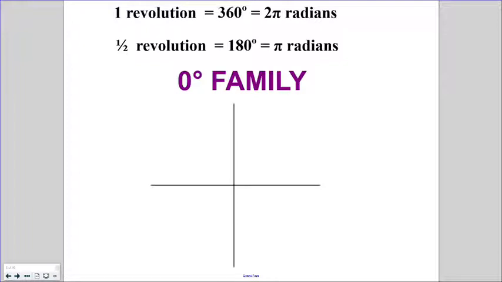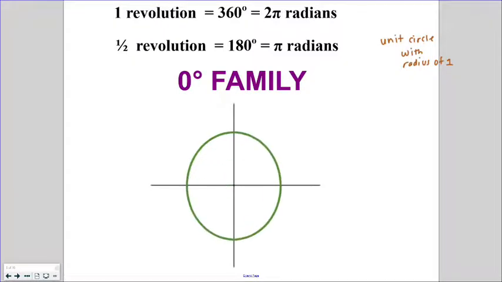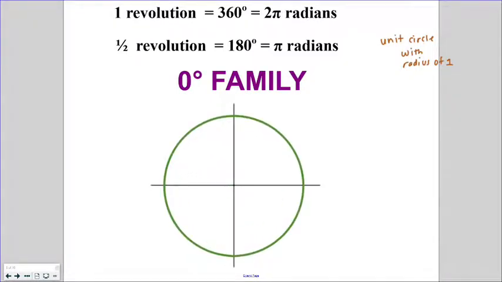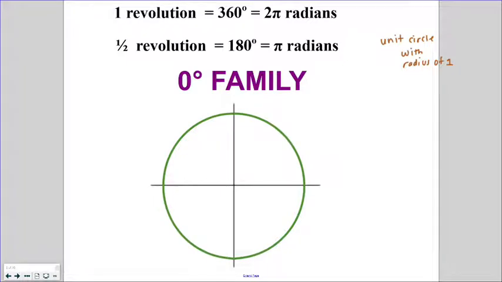So the first angle we're going to look at is the 0-degree angle family. Now remember that the unit circle is a circle with a radius of 1. So every time I mark a radius of 1, we're going to include that in our measurements. All right, so imagine that I centered that perfectly. But the first angle in the 0-degree angle family is 0 degrees, which is 0 radians.